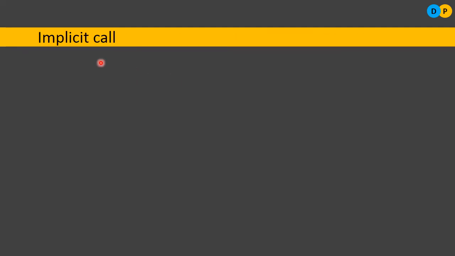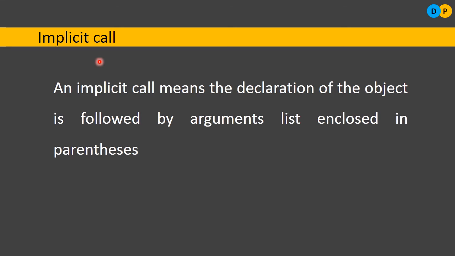Next, the implicit call. An explicit call is nothing but forcefully calling the function. What is meant by implicitly? It happens by itself. We are not calling it. There is no disturbance from the user side. So implicitly it will happen. An implicit call means the declaration of the object is followed by an argument list enclosed in parentheses. For a particular class, the object will be created, followed by this within parentheses.